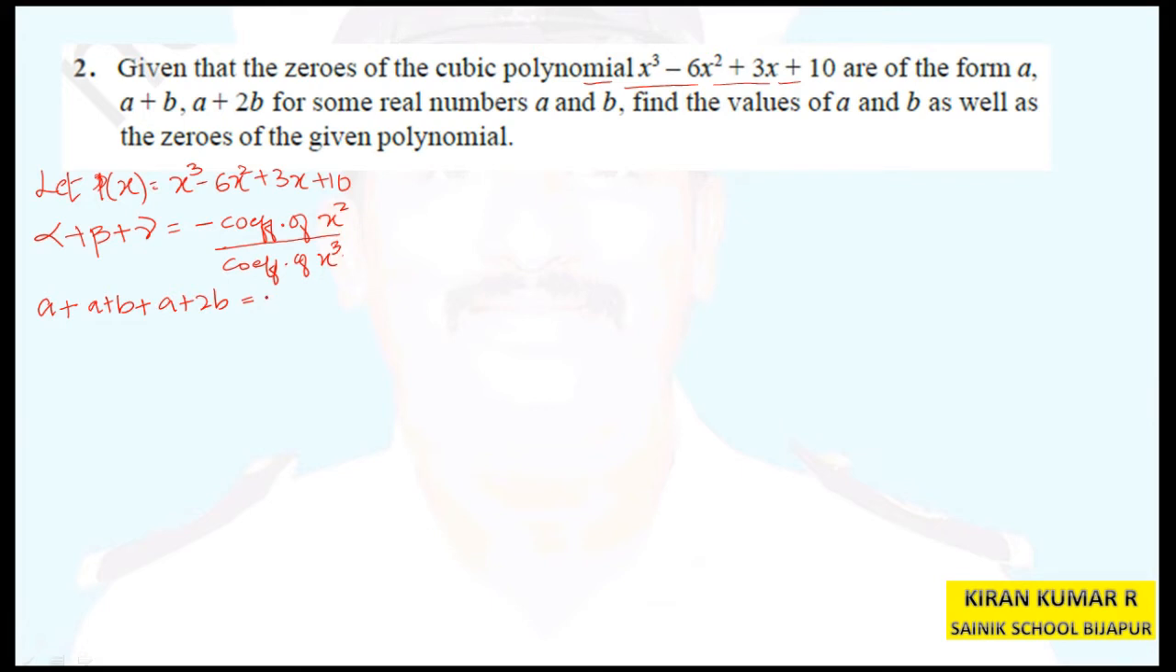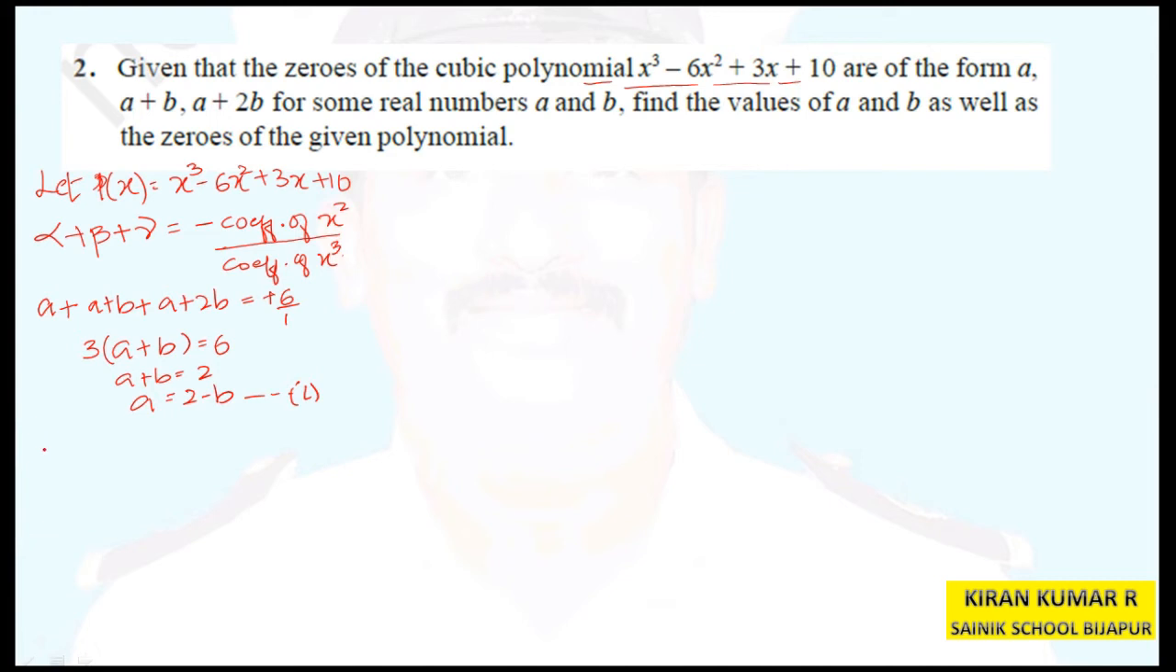So minus of minus 6 becomes positive 6 upon 1. Simplify this. It becomes 3 times a equal to 6. So we get a as 2. I'll call this equation 1.